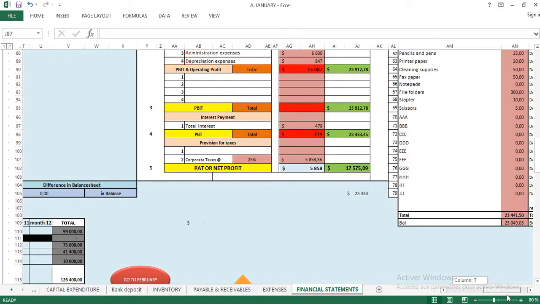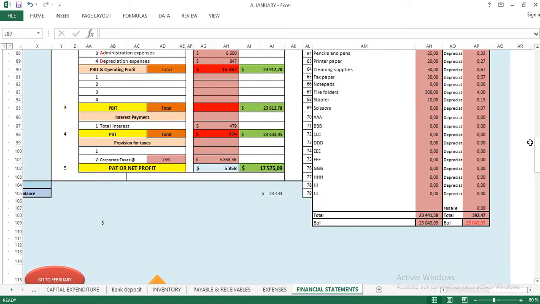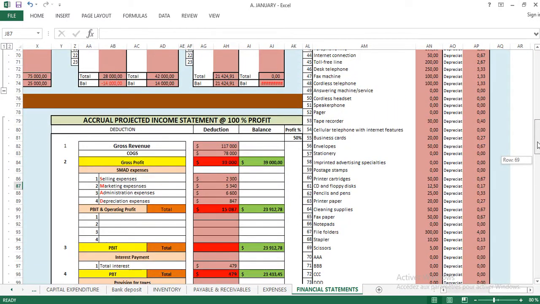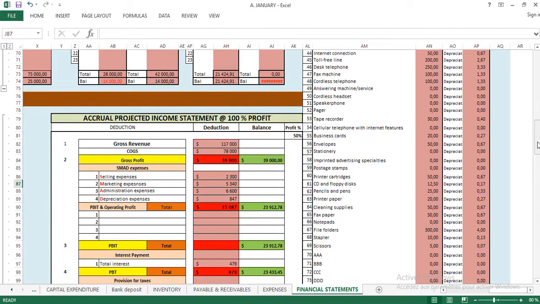Then on the right side, you have the income statement. We call it the profit and loss statement in other terms.